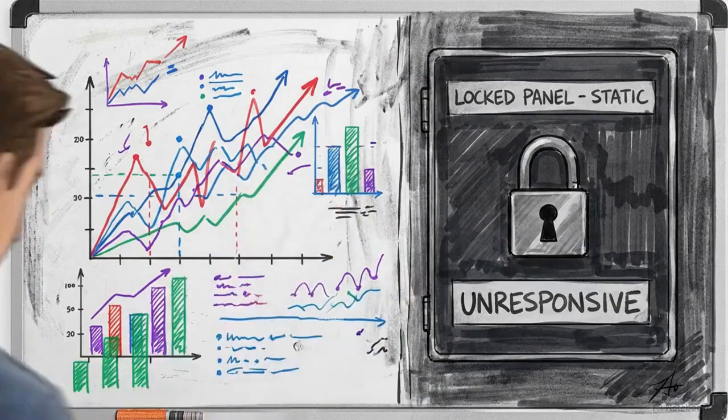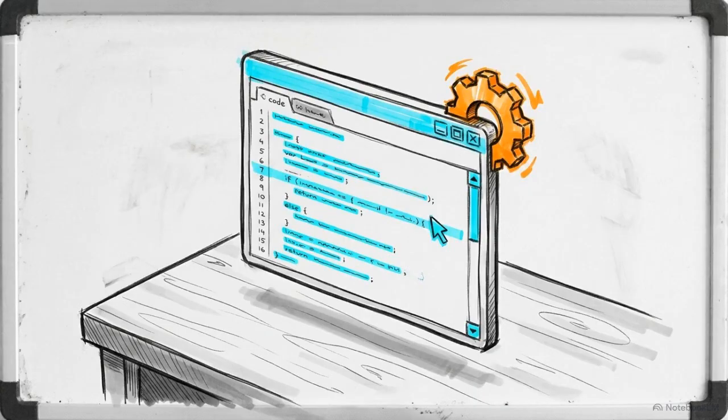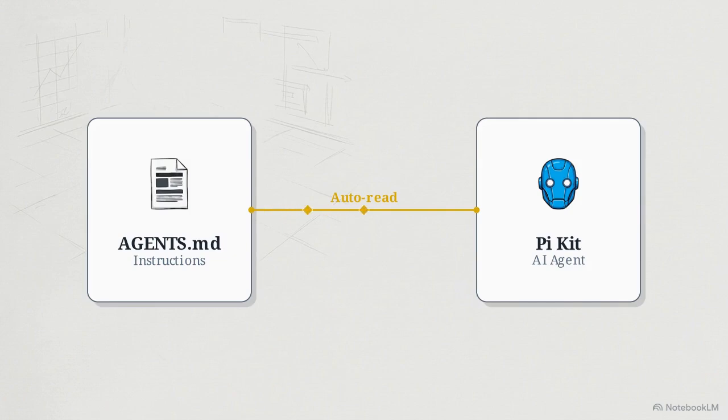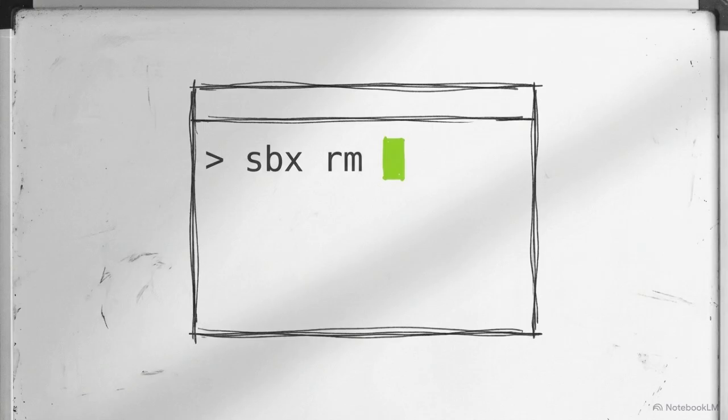You can also provide permanent instructions to the agent. Simply add an agents.md file to your project root, and the Pi kit will automatically read its rules and conventions from there. When you are finished, use the SBX rm command.